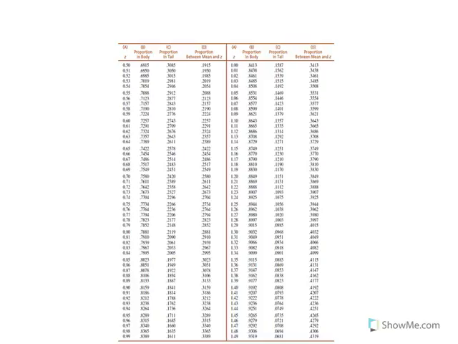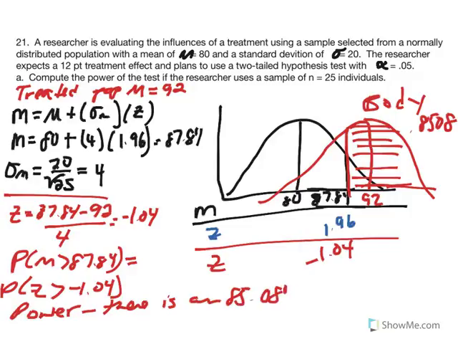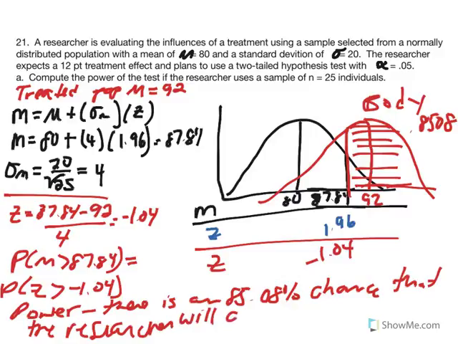Okay, so again, this is 1.04 here. The area in the body is 0.8508. Okay, so this is 0.8508, and we've just concluded that the power, right, is equal to an 85.08% chance that the researcher will accurately reject the null.